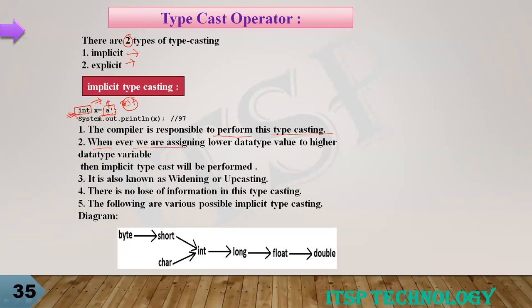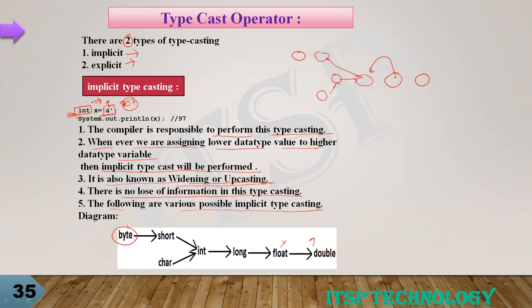Okay, whenever we are assigning a lower data type value to a higher data type variable, then implicit typecast will perform. Like this is our data type order: byte, short, int, char, long, float, double. So when you assign byte to this, then it performs implicit. If you're trying to assign this value to this, then it should perform the explicit. Here it is also known as widening or upcasting. There is no loss of information in this typecasting. No data loss.